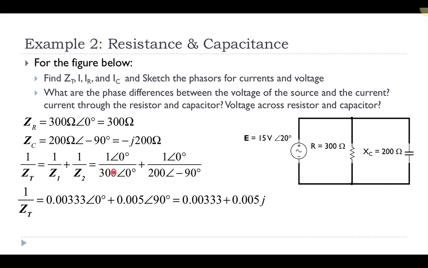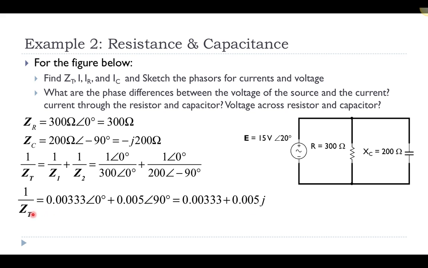If I take 1 over 300, I get 0.00333, and then 0 minus 0, I get 0. If I take 1 over 200, I get 0.005, and if I take 0 minus a minus 90, I get a positive 90. After I have these in polar form, I can convert them back into rectangular form. I have a real part, and then I have a positive imaginary part for the second term.